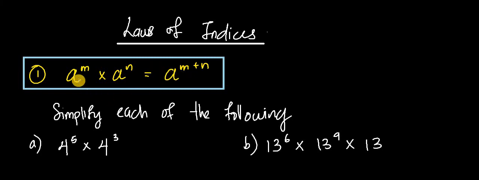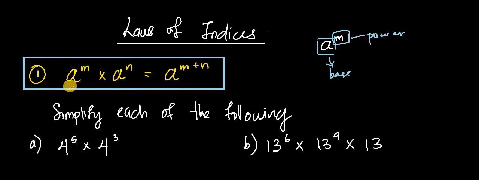Now, one thing you must take note of: a is the base, alright? So, just a quick refresher. In a to the power of m, this a is what we call the base, and m here is what we call the power. The base can be an alphabet, can be a number, and the power can be an alphabet, can be a number, it doesn't matter. Now, the laws of indices only apply when your base is the same.